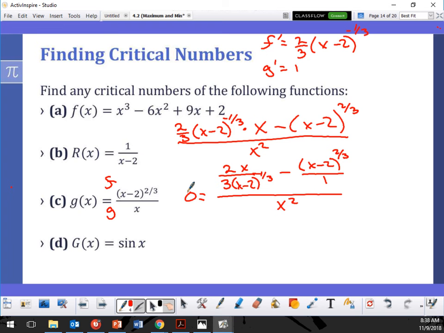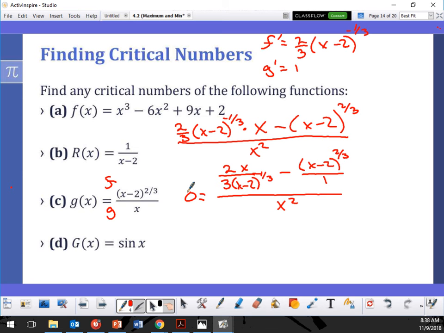Now, if I multiply both sides by x squared, what's going to happen? The x squared goes away, doesn't it? That's going to help me out. That's why I love doing that. If I have a fraction, I can clear that whole thing out. So that goes away, but now I need common denominators here, don't I?